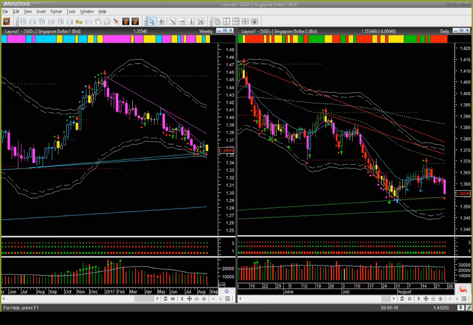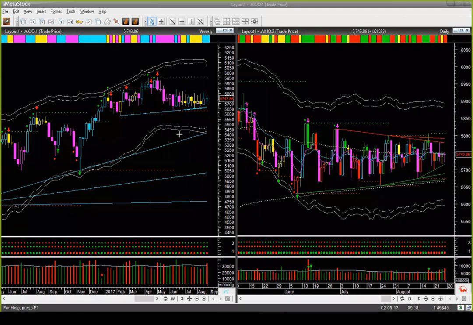Let us also look at Australia's broad market index. I happen to have a look at that and it seemed interesting. This market, AXJO, the broad market index for Australia, is moving sideways for many weeks in the weekly backdrop chart. And we can see the same pattern playing out in the daily chart. It is as if the market is waiting for some indication to decide whether it will go up or go down.